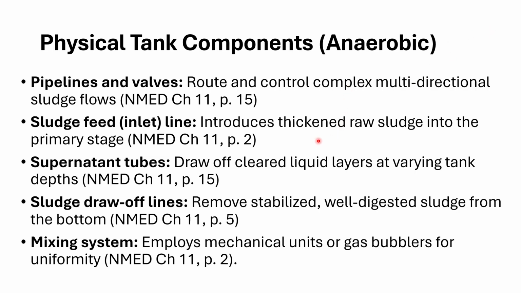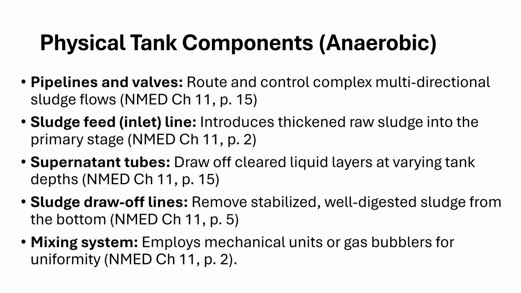We've got an inlet line, the sludge feed line. It's where we feed the sludge into the digester, and that's going to get us a thickened raw sludge into the primary stage. And those supernatant tubes off to the side that we talked about, that supernatant, or that cleared liquid, it's going to take that off the top of the water column at different tank depths. Okay, and then we've got a sludge draw-off line that I couldn't read because I didn't have my glasses on, and that's going to take the stabilized, well-digested sludge from the bottom, and that's going to take it to the secondary digester.